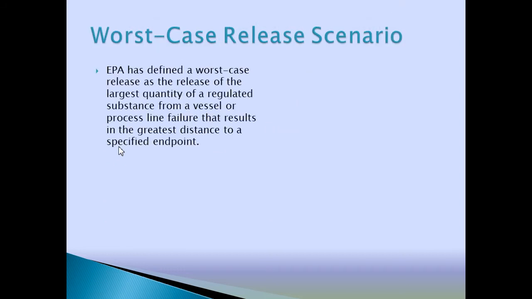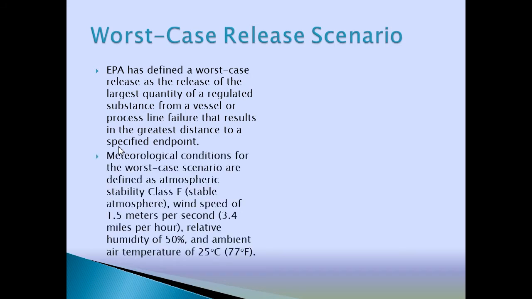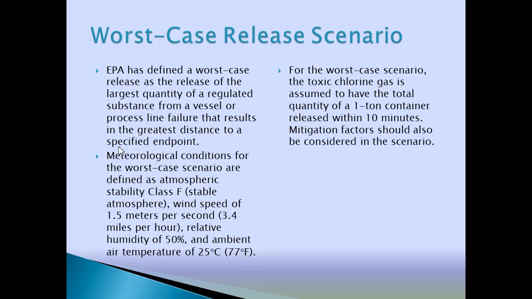In your program, you have what's called a worst case scenario. As EPA defines it, it means on your very, very bad day on your facility, what is the greatest distance to a specific endpoint that you're going to affect? And this is taken into account for whatever weather event it is, or the specific density of your chemical, the wind speed, relative humidity, ambient temperature. All this takes effect, and it's going to tell you your worst case scenario for the toxic release.